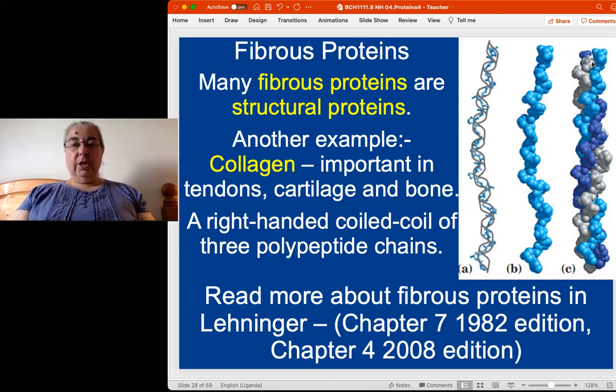And I want you to find out about collagen for yourself. Last time I suggested that you might go to the protein data bank and read about it. You can also read about it in the Lehninger textbook. So please look up collagen, research collagen, learn about collagen for yourself. Okay.